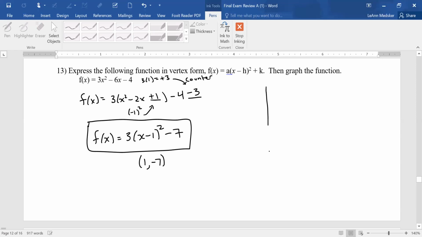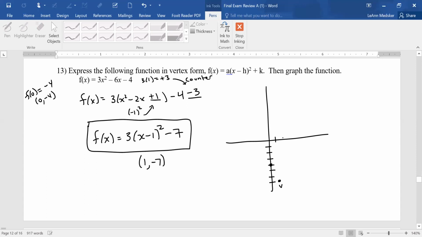And really, if you're graphing a parabola, you really only need the vertex and a point on each side. So 1, negative 7 is here. I like to put a V for vertex. If you put in 0 into the original equation, that's always easier than using the vertex form. You'll see that this is 0 minus 4. So that is the ordered pair 0, negative 4. So I can plot that as well.